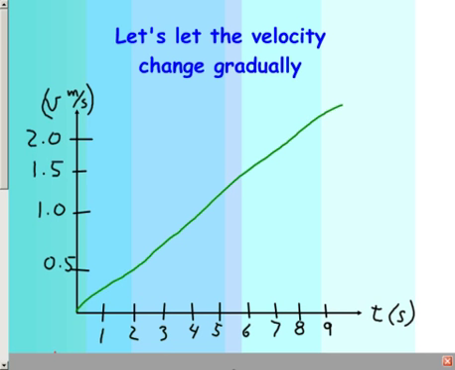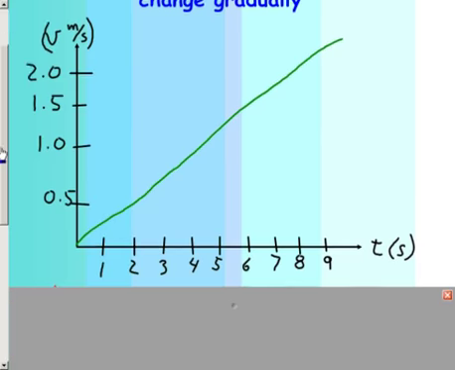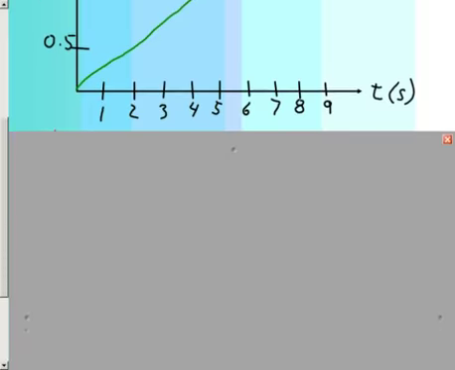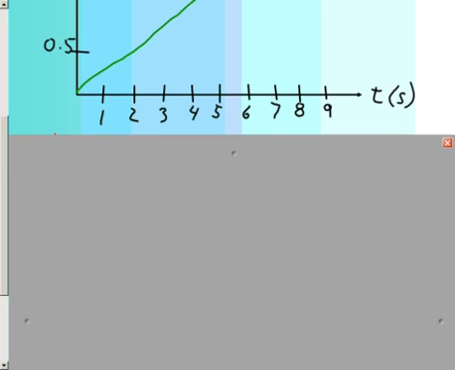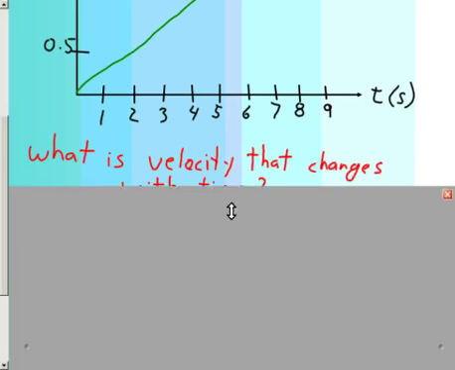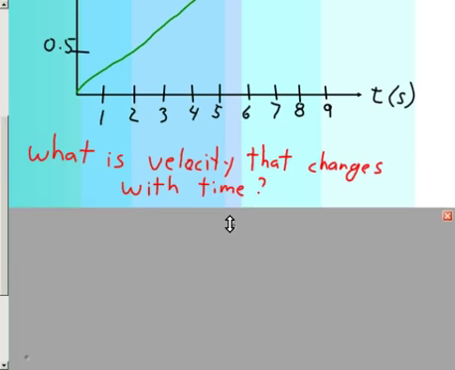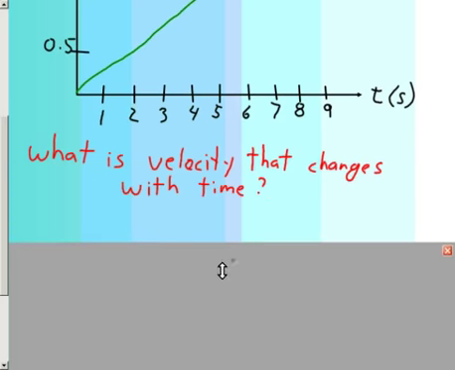Maybe this is a car, or perhaps a bicycle, or maybe a ball rolling down a hill. It's going faster and faster all the time. It's speeding up. All right? So the question is, what do we call that? When something speeds up, or for that matter, when it slows down, when the velocity changes. Okay, see if you can guess. I think you probably got it.